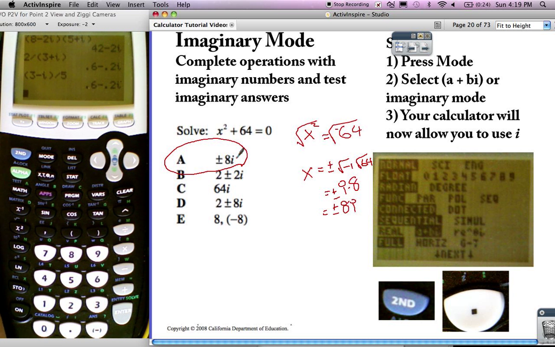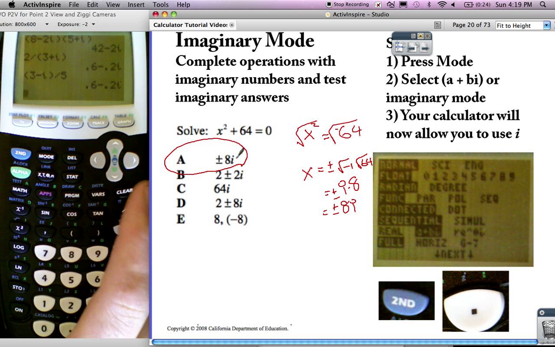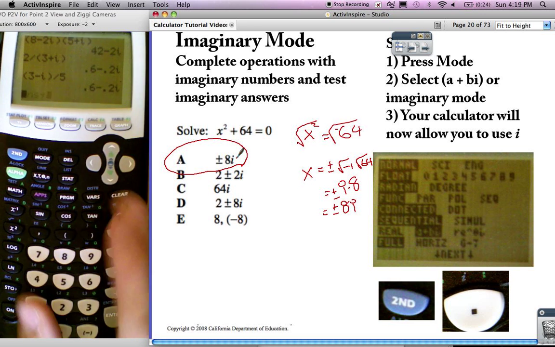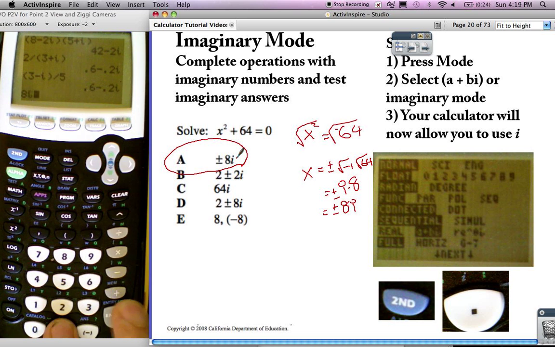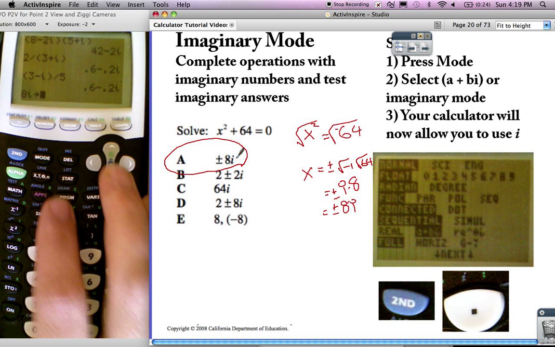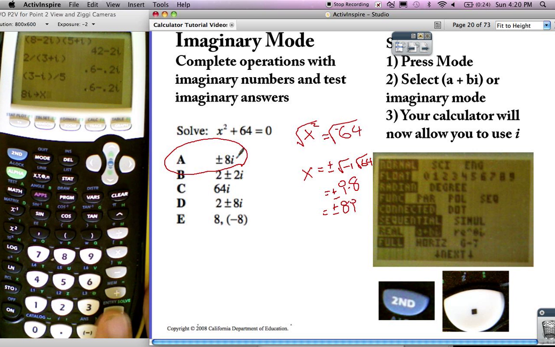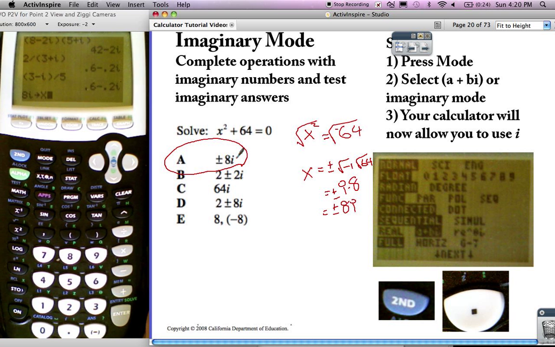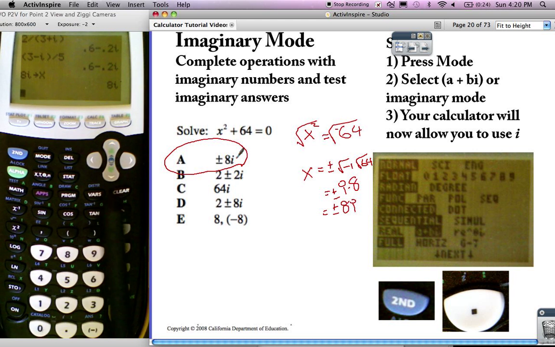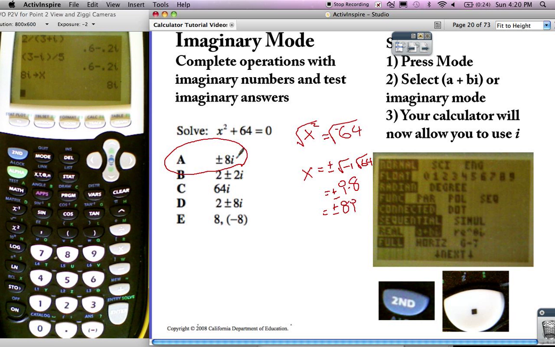So this is what I believe my solution should be. I can actually test that now. I'm going to use the store function, and I'm going to go 8i, type it in, store, and store that as x. And again, if you don't know how to use the store function, I recommend you watch that video. I'll actually demonstrate the test function as well. If you haven't watched that video, I would recommend that. So anytime I see x, the calculator is going to give me 8i, which is my first answer.